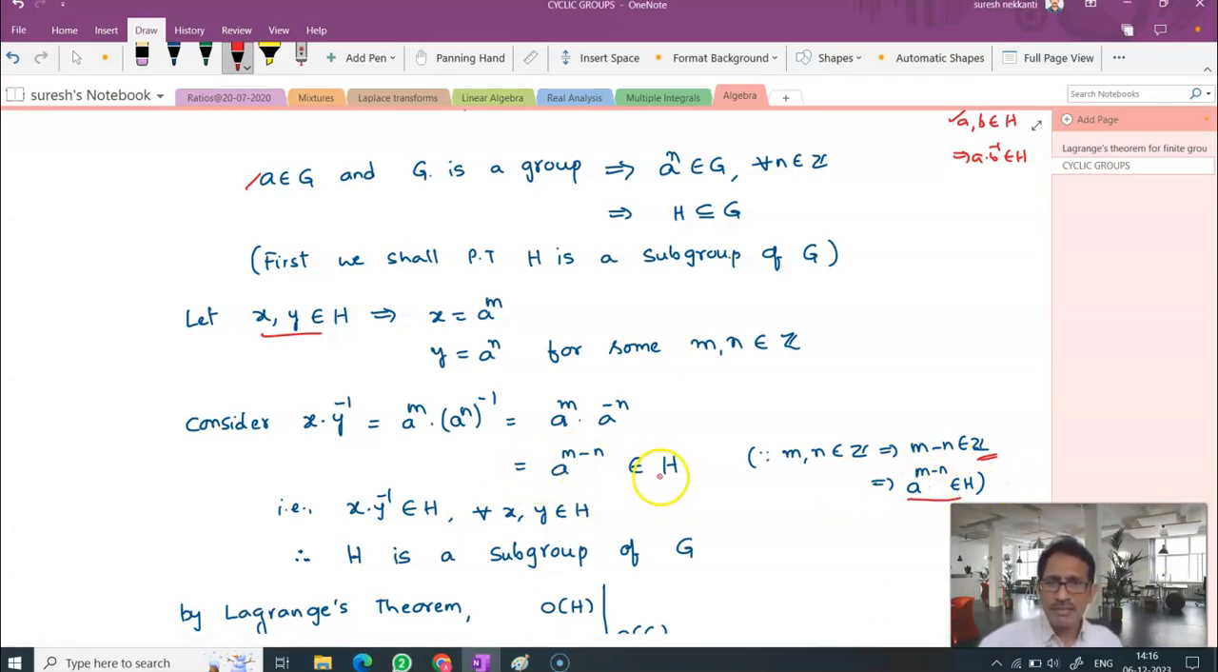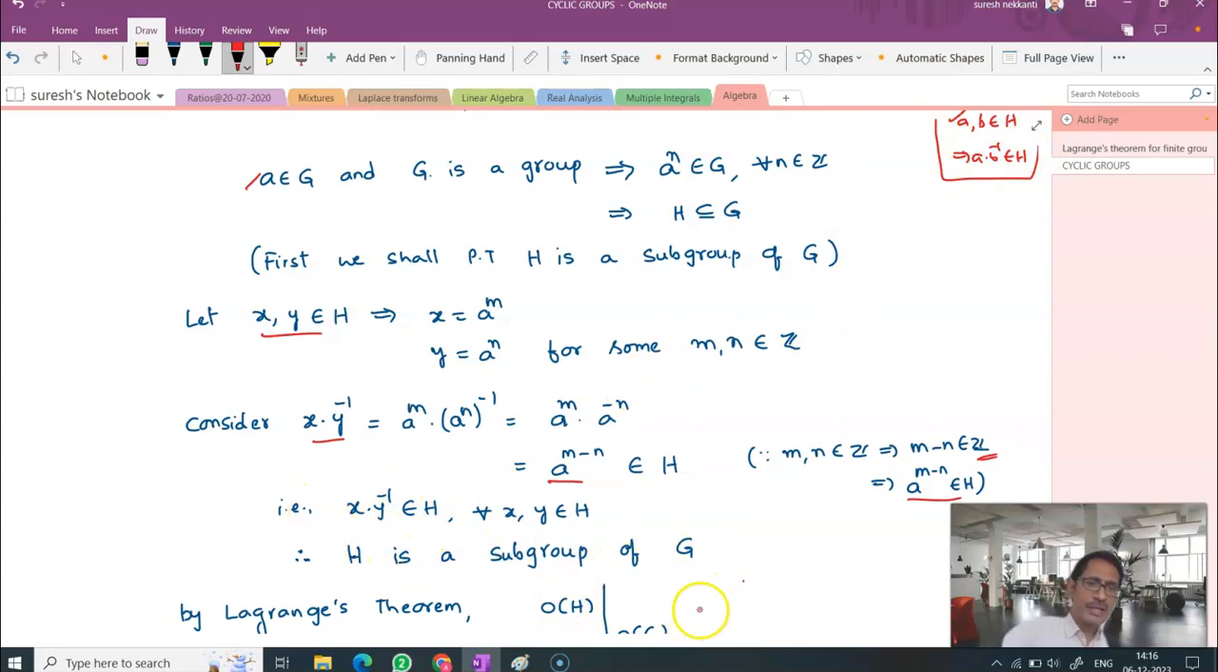So A power an integer is an element of H. Therefore, A power m minus n belongs to H. But what is A power m minus n? It is X dot Y inverse. So X dot Y inverse belongs to H. This is true for any X, Y belonging to H. Therefore, by a known theorem on subgroups, H is a subgroup of G.